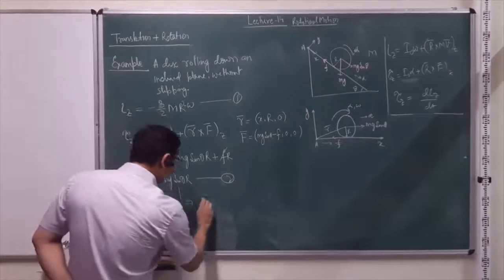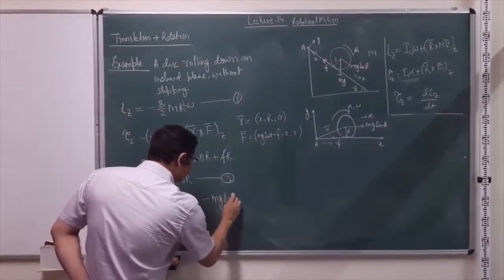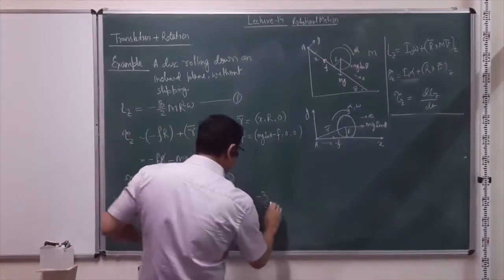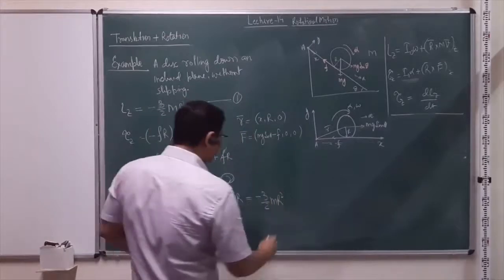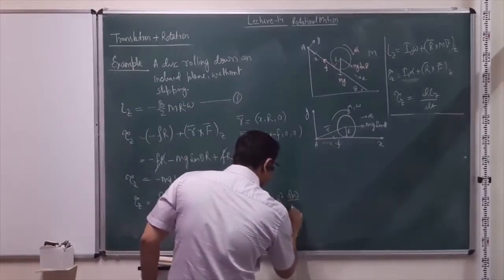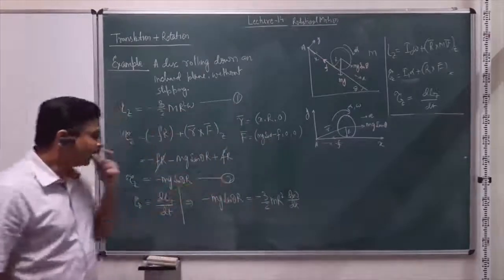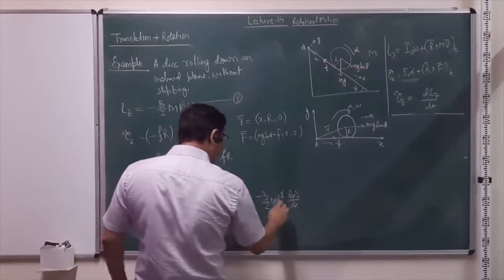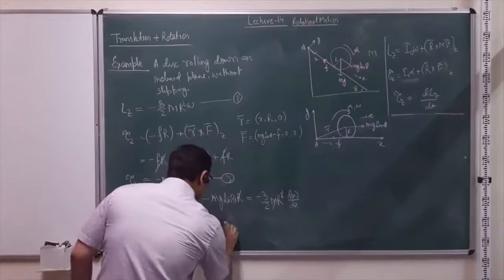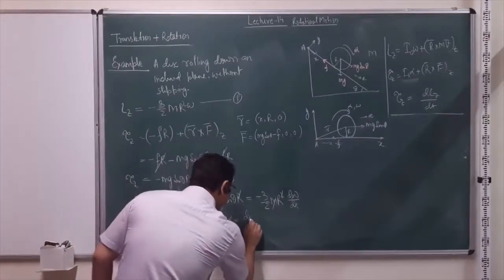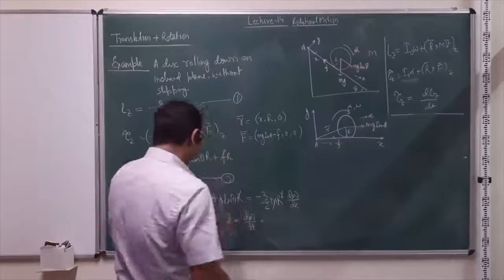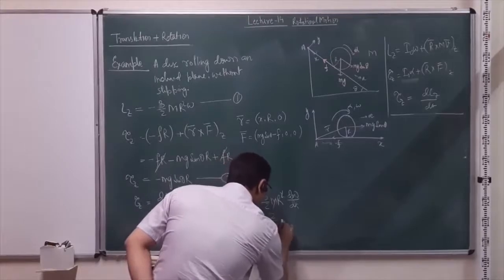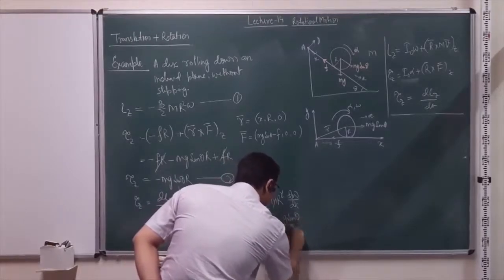This implies minus mg sin theta r is equal to minus 3 half m r square d omega by dt, which is nothing but your angular acceleration alpha. So in this equation we can find out alpha, and this implies that alpha, which is d omega over dt, is equal to 2 by 3 g sin theta over r.